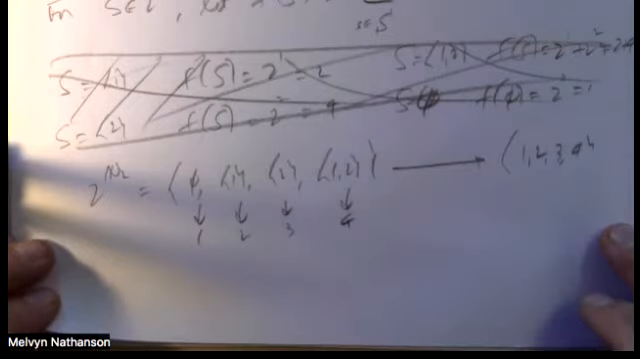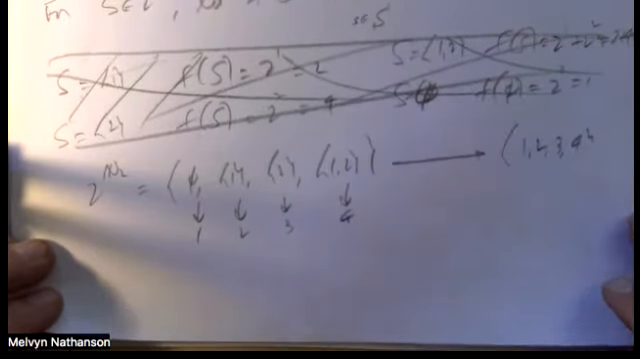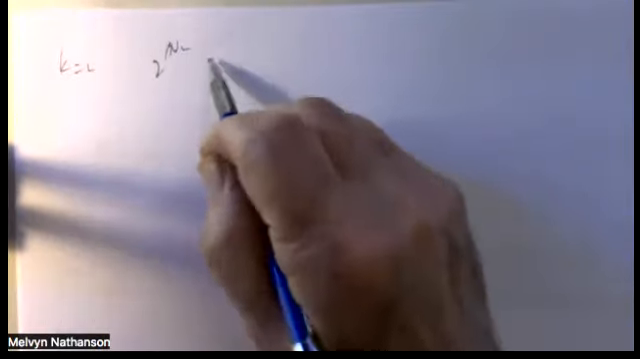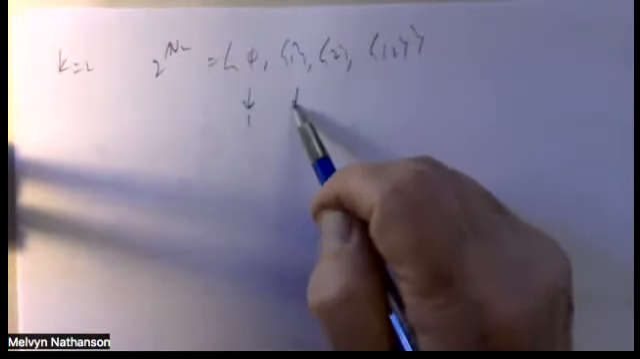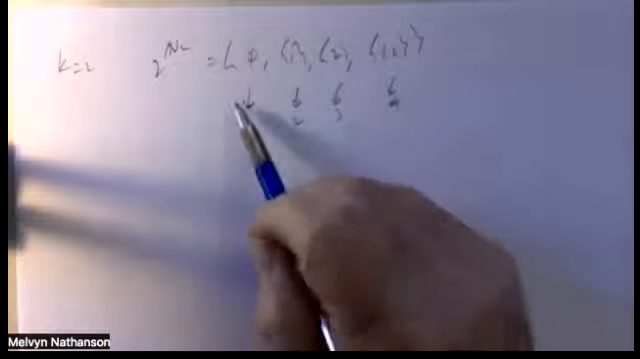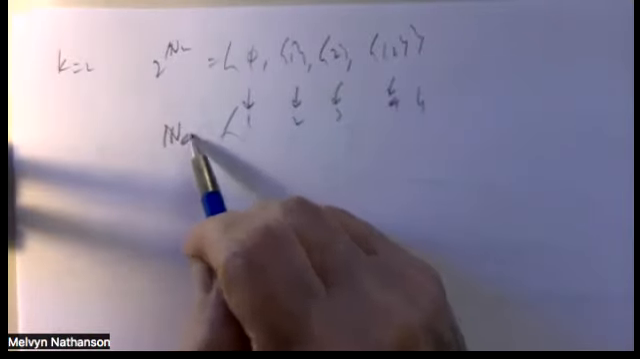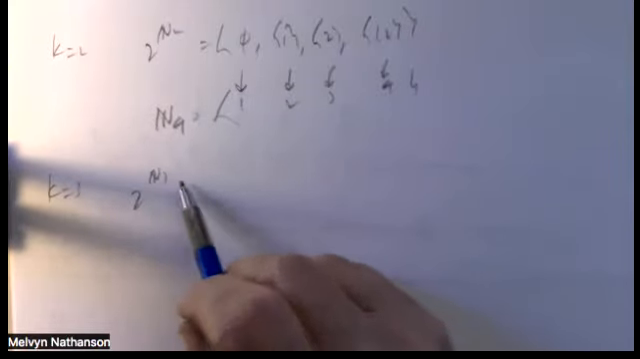And how do I extend that to k equals 3? So again, when k equals 2, 2 to the n2 is the empty set, {1}, {2}, {1, 2}. And we send this to 1, this to 2, this to 3, and this to 4. This was my function.